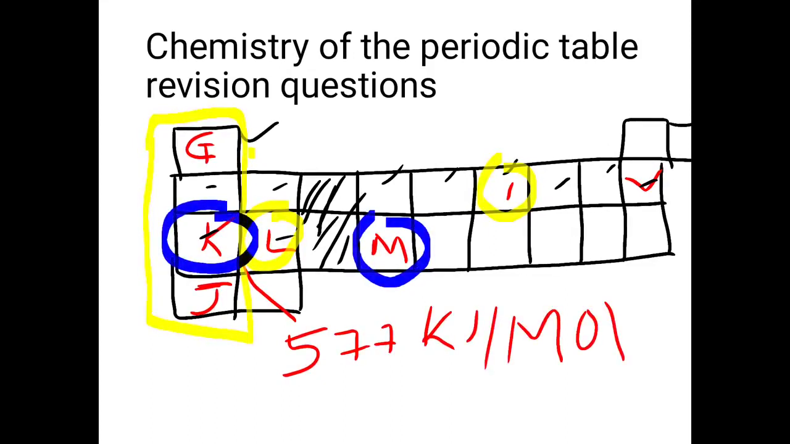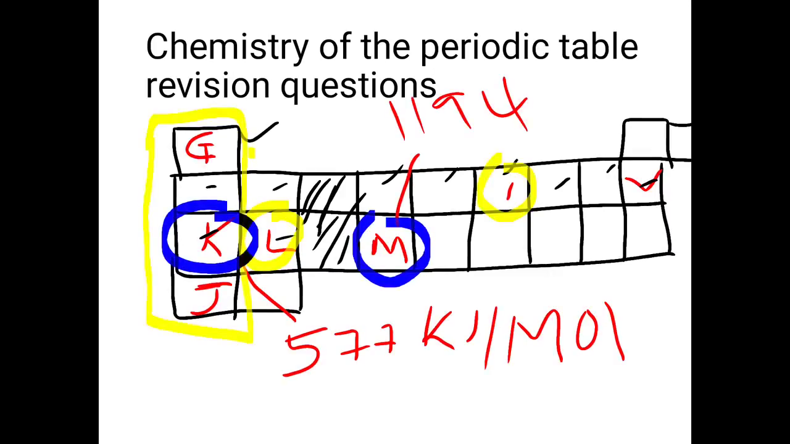Kilojoules per mole, and the ionization of M is 1194 kilojoules per mole. So if you are to write the first ionization energy, remember that the ionization energy is the minimum amount of energy that is required by an atom to lose an electron from the outermost energy level in gaseous state.